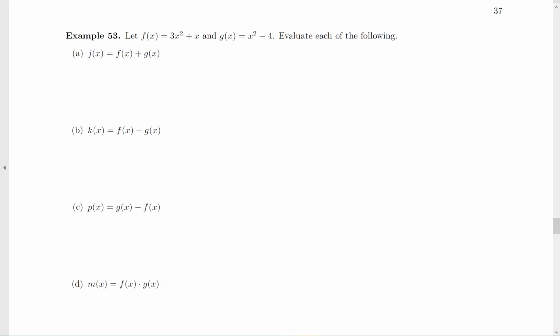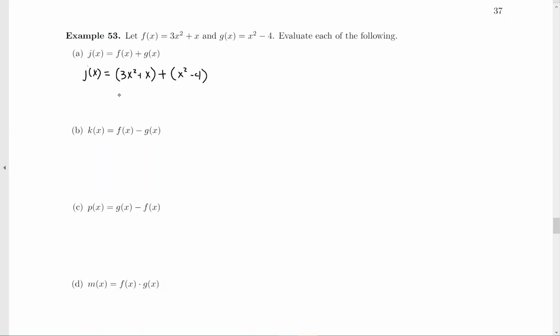So we're going to create a new function j of x by adding together f of x plus g of x. So I'm going to put parentheses around the f of x function, 3x squared plus x, plus, and then my g of x function, I'm putting parentheses around it, x squared minus 4. Now it may seem a bit unnecessary here, and it is, but later on when we do the other operations, you're going to want the parentheses on. So it's just good habit, good practice.